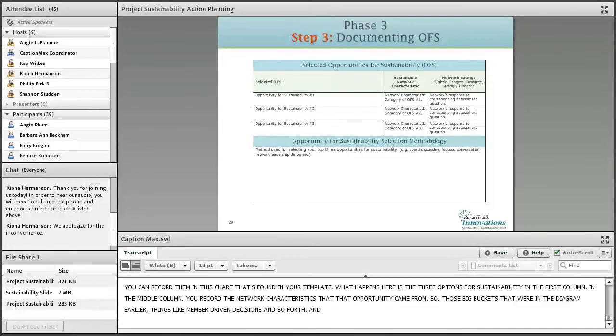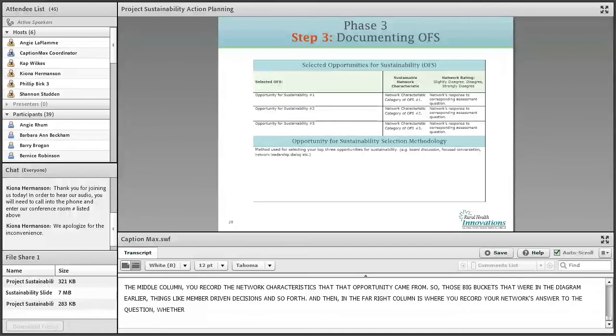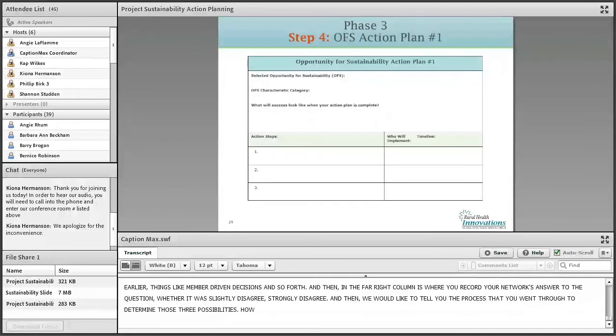And then in the far right column is where you record your network's answer to the question, whether it was slightly disagree, or strongly disagree. And then we'd like you to tell us the process that you went through to determine your 3 opportunities. How did you and your group come to the conclusion that these were your top priorities?